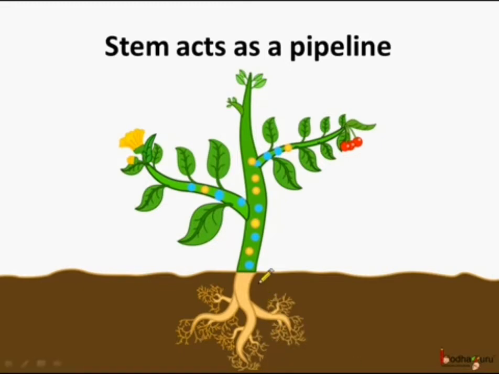a pipeline and conducts the water and minerals to the other parts of the plant, that is, to the leaves. And we know the leaves prepare the food. The food prepared is again conducted to the other parts of the plant through the stems. So the stem acts as a pipeline. And how does the stem act as a pipeline?